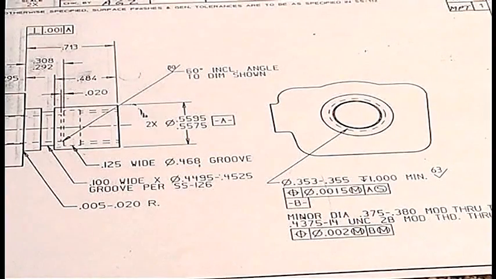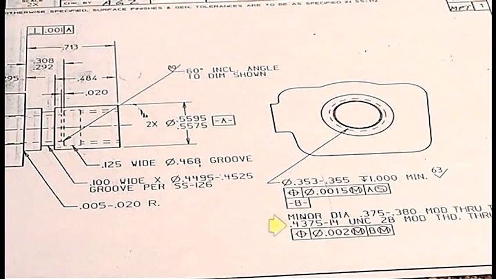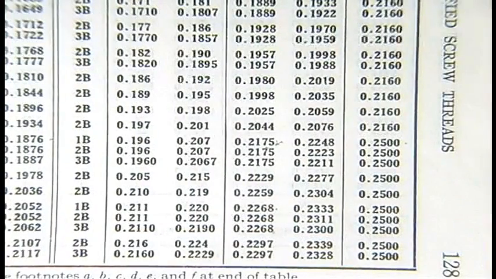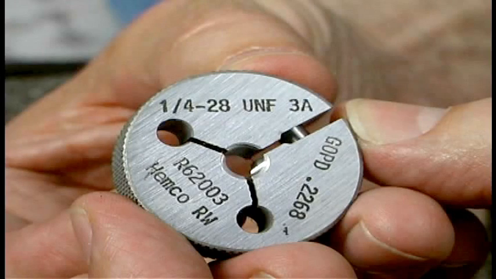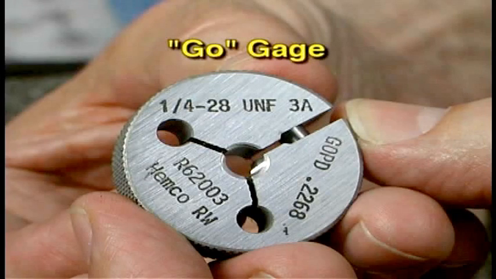To understand the thread specifications, you must be able to correctly read the notation on the print and look up thread limits in a reference guide. As with all features, the tolerances of these dimensions will determine the measuring instrument to be used. Since threaded features, by their nature, must assemble with some other component, the use of go, no-go gauges is perfectly acceptable, since they are checking the ability to assemble.